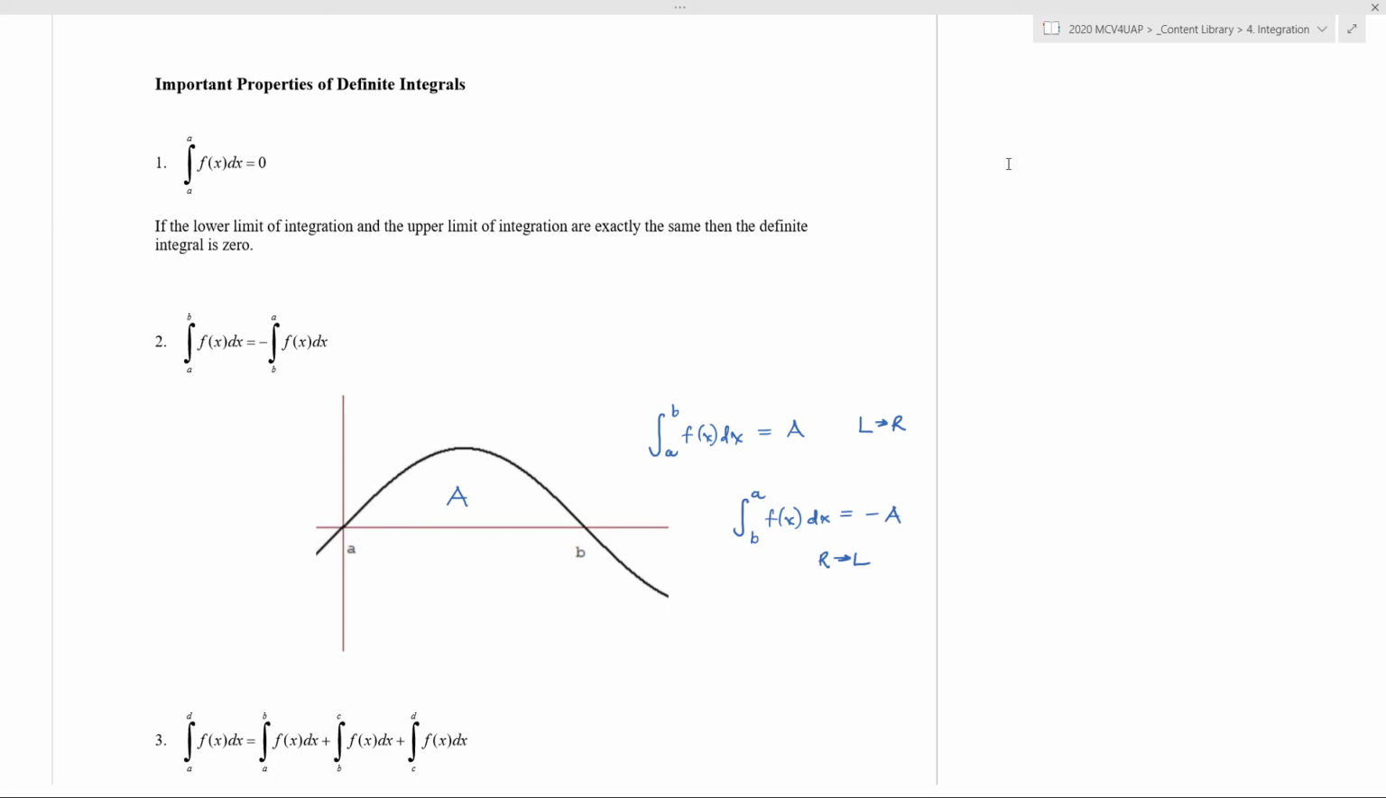So the first property that's important for you to know is that the integral from a to a. So if you start at a and end at a, that definite integral is 0, which makes sense because if we interpret definite integrals as areas, if we start at a and end at a, there is no area, there is no shape, there's no square, triangle, or anything. So that area would be 0. So that definite integral is 0. No matter what the a value is, as long as the lower limit and upper limit are the same, the value of the integral will be 0.